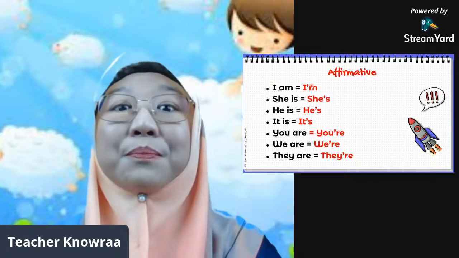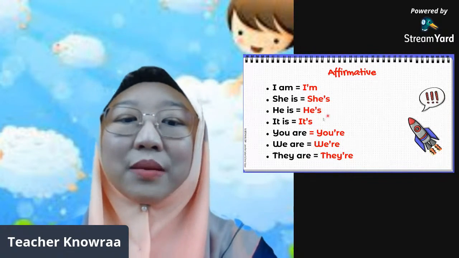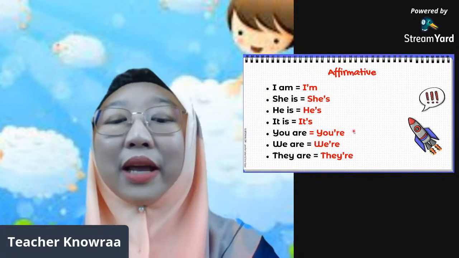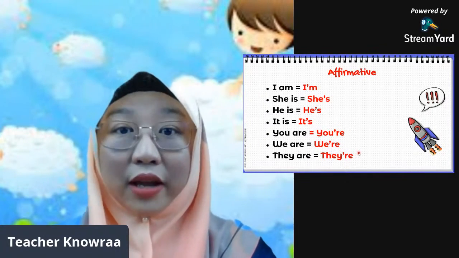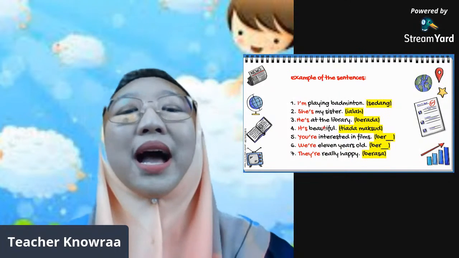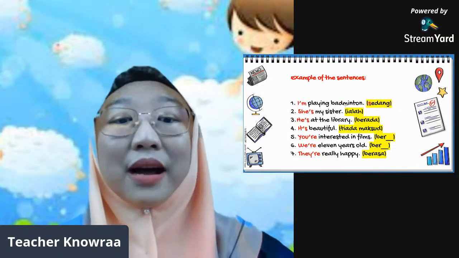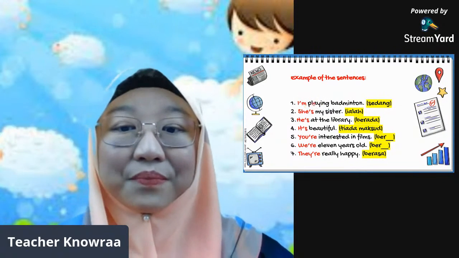Okay, that one is apostrophe M, apostrophe S, apostrophe S, apostrophe S, apostrophe RE, apostrophe RE, apostrophe RE. Okay? Okay, let's look at the sentences. Number one, I'm playing badminton. I'm playing badminton. Meaning, am here means sedang.